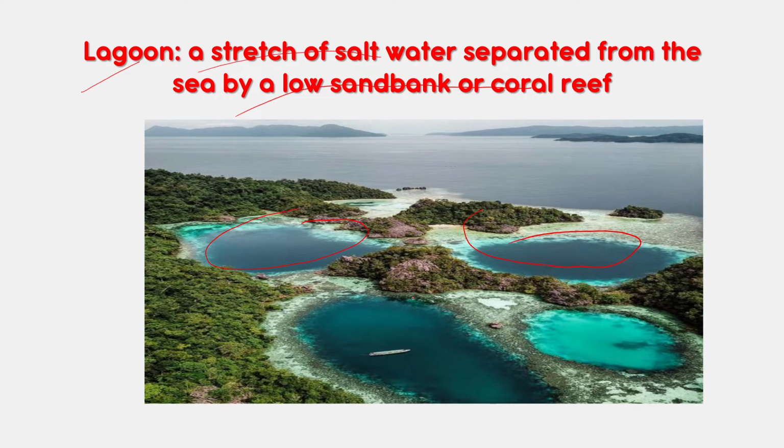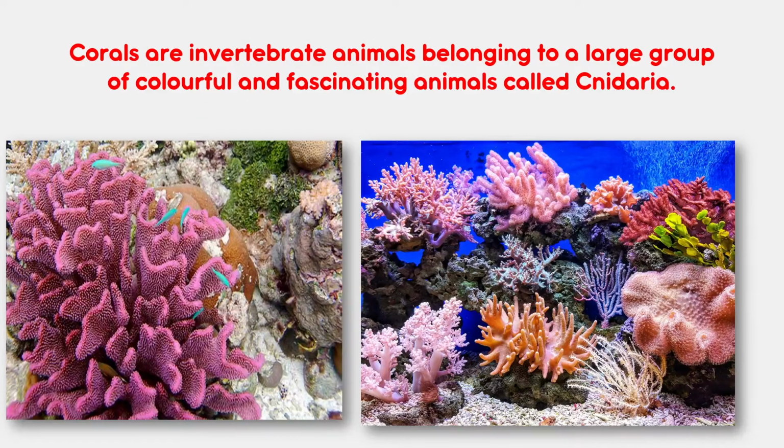As you can see here, if you have ever seen this kind of view near the sea, which looks like ponds or lakes separated by corals or sandbanks, then they are called lagoons, which make the sandbank of the sea look beautiful. Next, the term we have in the story is corals.